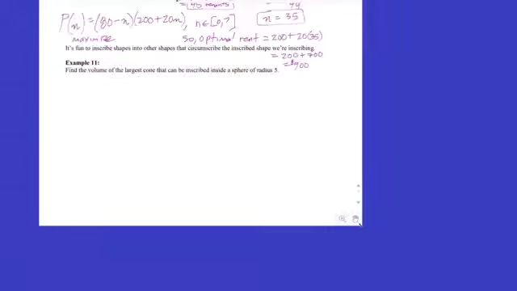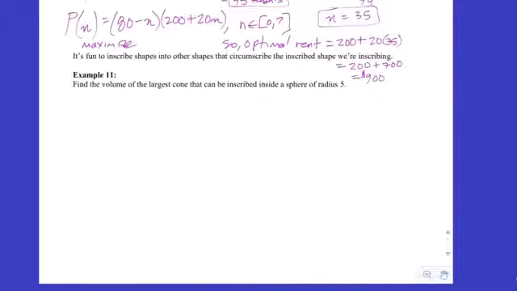All right, number 11 is a classic. A lot of these optimizations are classic type problems. Inscribing shapes or superscribing shapes around shapes that are inscribed is a favorite hobby of math question writers.